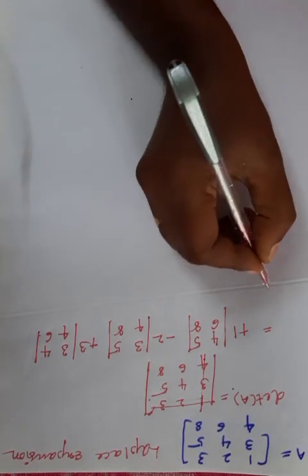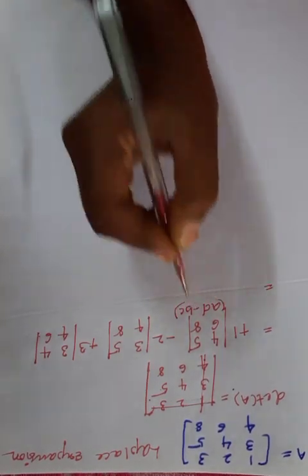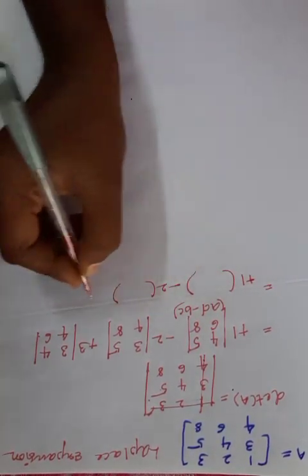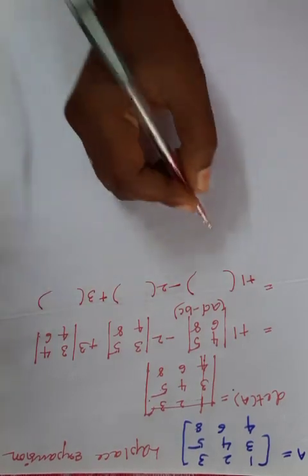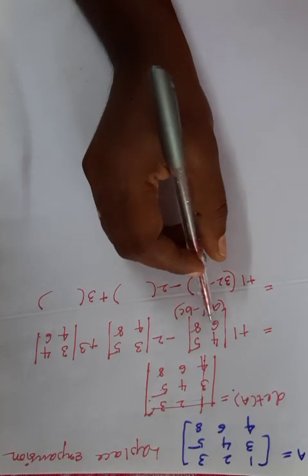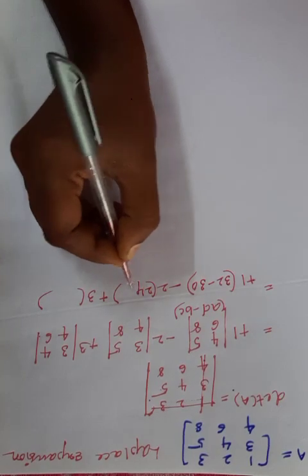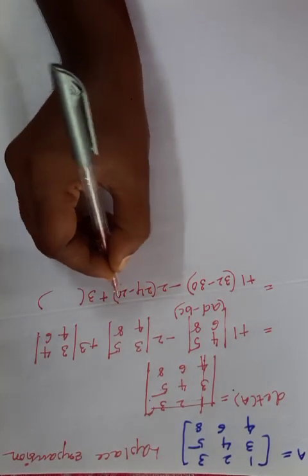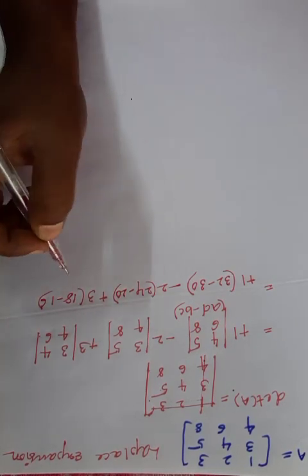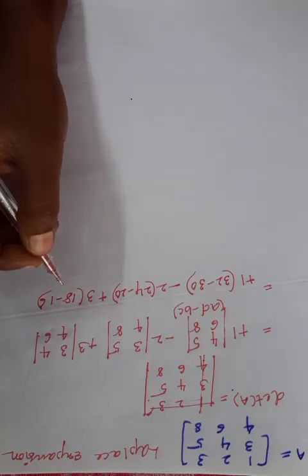Now we have to simplify. To solve the minors, we use the formula AD minus BC. Therefore plus 1 bracket minus 2 bracket plus 3 bracket. So 8 4s are 32 minus B into C is 6 5s are 30. Next 8 3s are 24 minus 4 5s are 20. Next 6 3s are 18 minus 4 4s are 16. Like this you have to expand by using the formula for minor, that is AD minus BC.